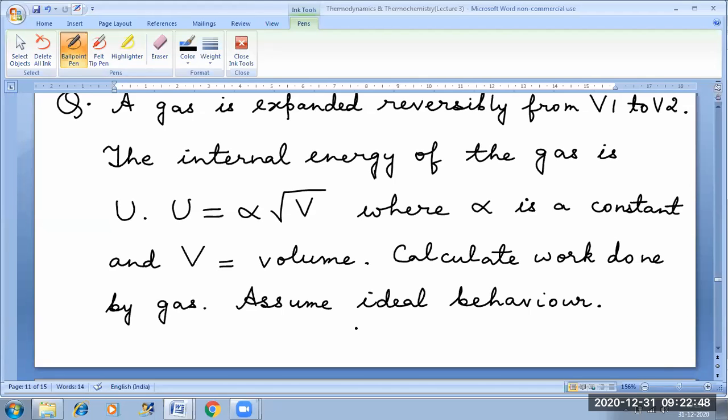A gas is expanded reversibly from V1 to V2. That means it's an expansion. Final volume is V2, initial volume is V1. The internal energy of the gas is U, and U is given as a function of volume. That is, U is equal to alpha root V, where alpha is a constant and V is volume. Calculate work done by the gas.